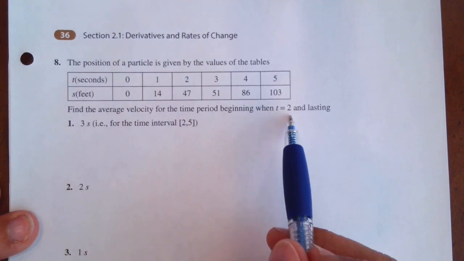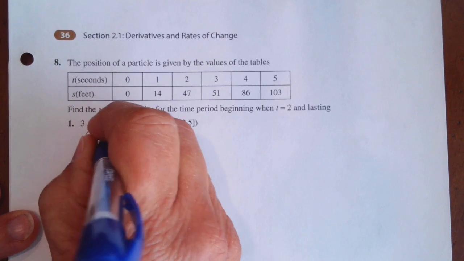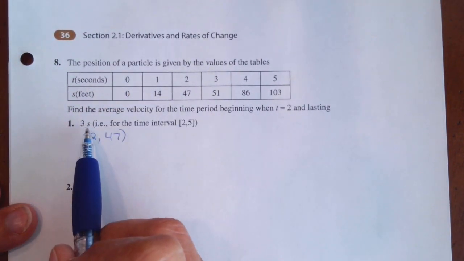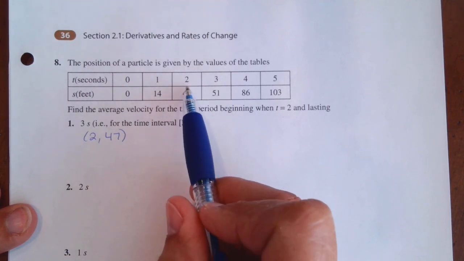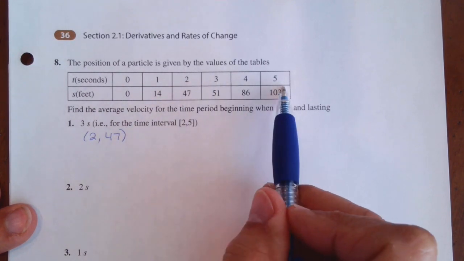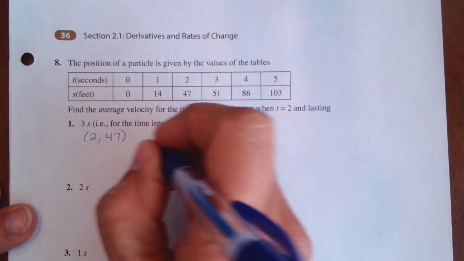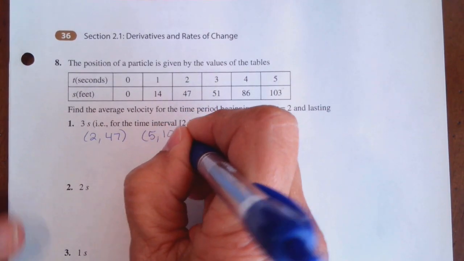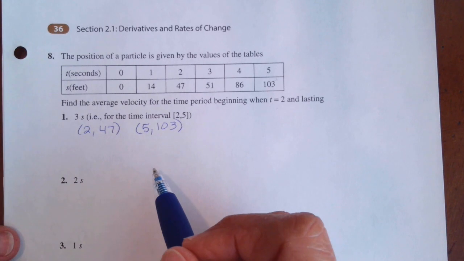We're starting when t is 2, so that would be the ordered pair (2, 47). That's where we start. And then we're going to go for 3 seconds. So that doesn't mean we're using this ordered pair. We're going to go 3 seconds from here, so that puts us at 5. That's why it says the interval is from 2 to 5. So that means the other ordered pair we're using is (5, 103). Okay, that's probably the biggest thing. And again, this is WebWorks, so it's just to help you out with that.